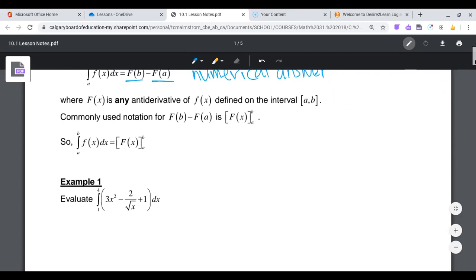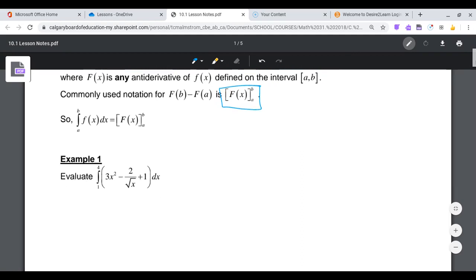And so common notation for the F of b minus F of a is to use this in square brackets evaluated from a to b. I like that one a lot. I'll probably use it a little bit. And so there it is. There's our definition. So let's give this a try.